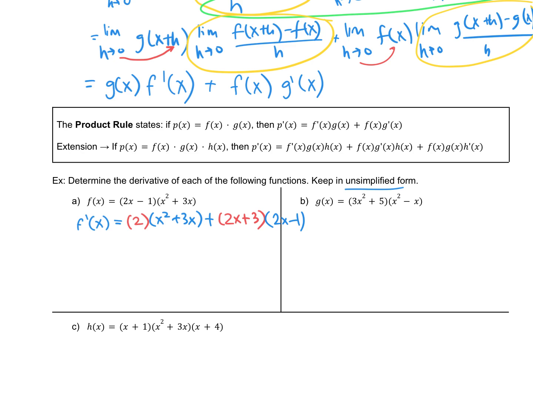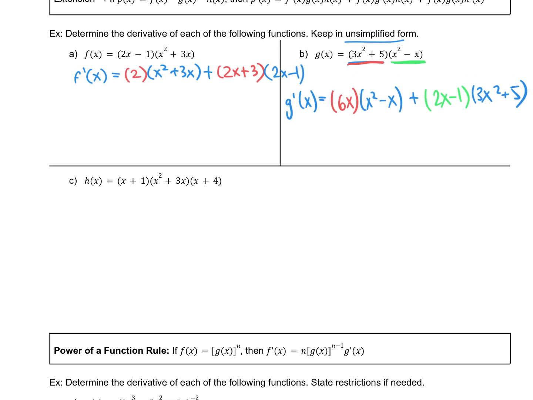So for b, g prime of x, I'm going to take the derivative of my first function, and that's going to be 6x, that's it. Copy paste the second one, plus, now I'm going to take the derivative of the second function, 2x minus 1, and I'm going to copy paste the first one. Done.